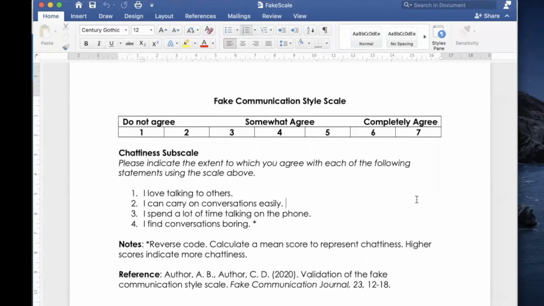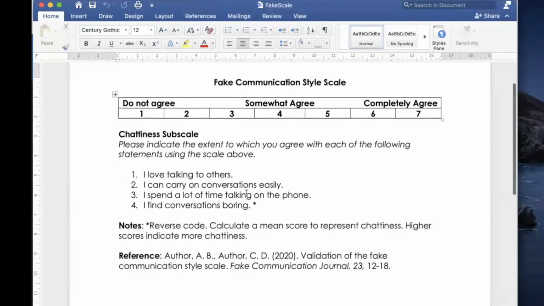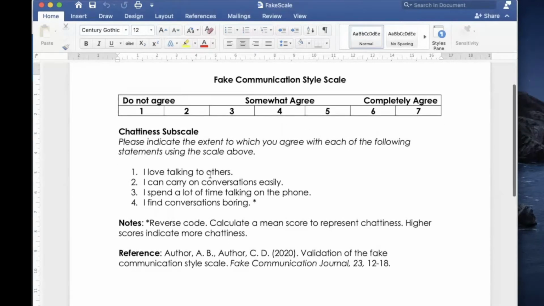So I'm going to show you how to do this with a fake scale called fake communication style. You'll see that participants are asked to use this 1 to 7 Likert type scale that goes from 1, do not agree, to 7, completely agree. They've been asked to indicate the extent to which they agree with each of the following statements using this scale. So they have to respond to: I love talking to others, rate that 1 through 7. I can carry on conversations easily, 1 to 7. I spend a lot of time talking on the phone, 1 to 7, and I find conversations boring, 1 to 7.